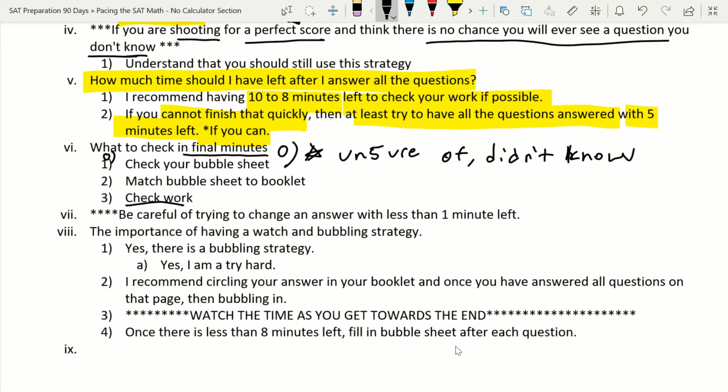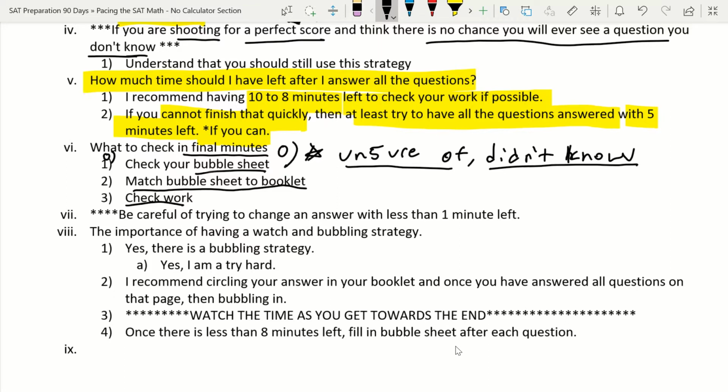The next thing you want to do, after you've gone through and answered the ones you were unsure of or didn't know, is make sure that your bubble sheet matches what you have in your test booklet. Now, that's if the SAT is paper pencil. If it changes to online in the future, then I'm guessing you're just going to have your answers on that same page of the website. You won't have to worry about this step.